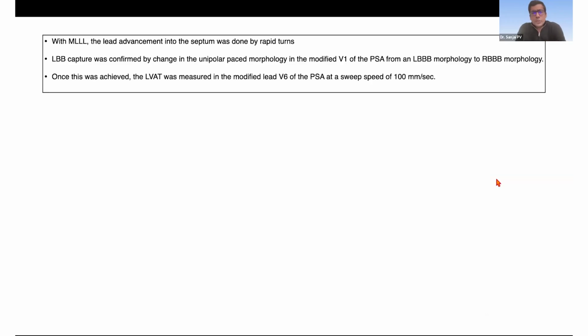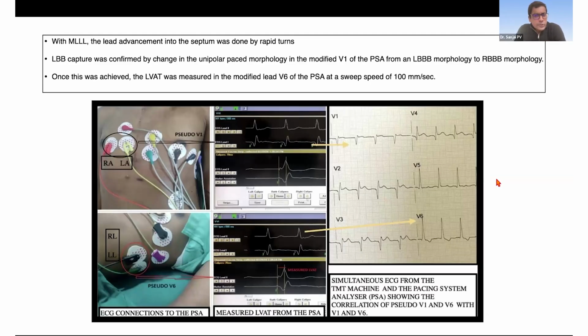So once we determined we had the lead at the proximal septum, lead advancement was done by rabbit turns, as Shanmuga mentioned. This was a representative case where we used the same leads to show what we had done. This is the left arm to right arm, so you have here lead one.